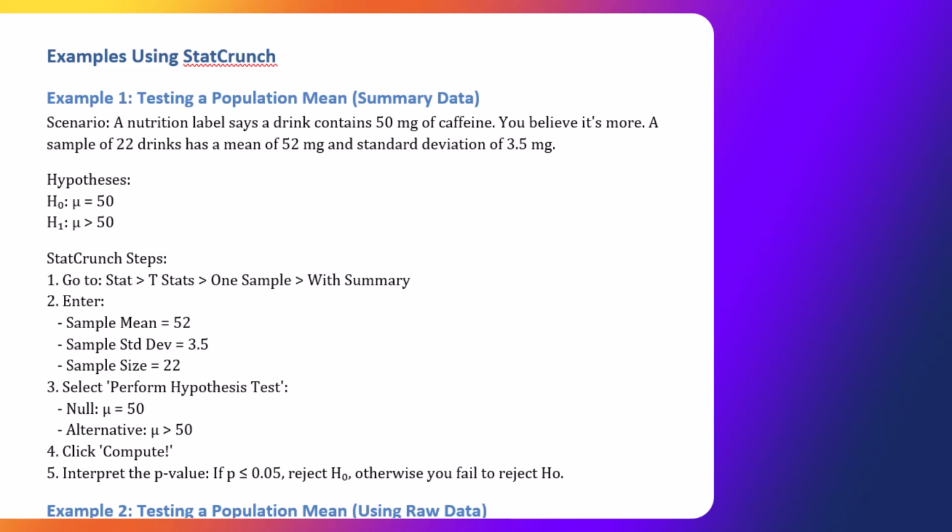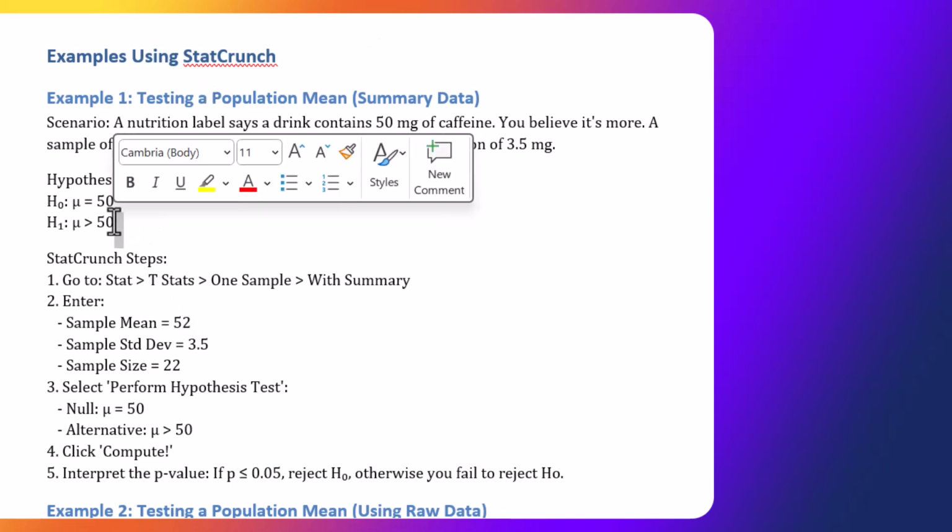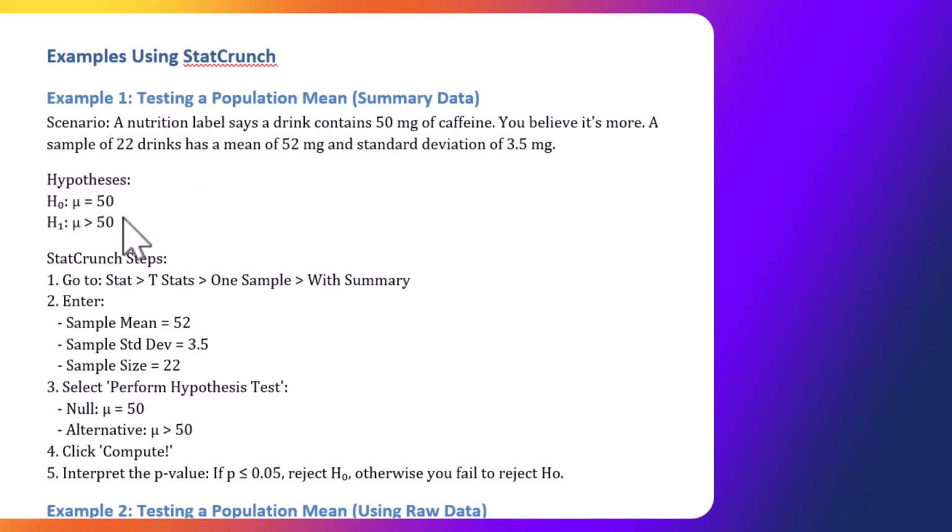Okay, let's begin. We're going to test the population mean first. A nutrition label says a drink contains 50 milligrams of caffeine. You believe it is more. You can pause here and write the null and the alternative hypothesis. More means more than 50, so that would be the alternative hypothesis. And this is where your claim is, right here. Okay, so I'm just going to type claim. And then the null hypothesis will be equal, or for some other books will be less than or equal to.